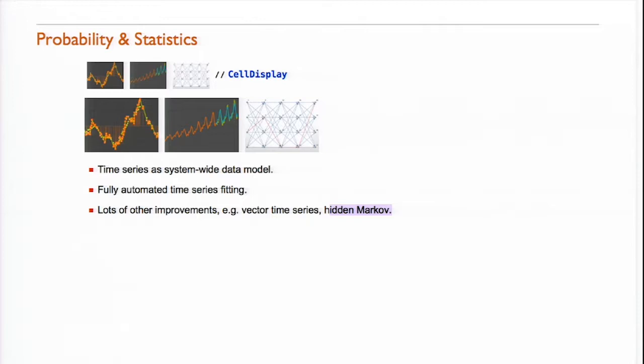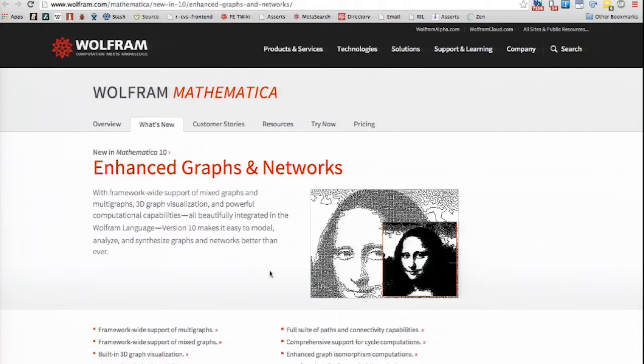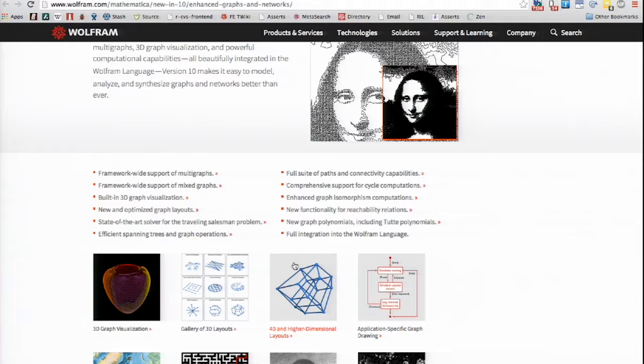Graphs and networks. So, as I said, you know, in the early introduction, it's really, really complete now. And the picture there is from doing traveling salesmen, which you know is a breakthrough, algorithmic breakthrough, that we can do really large problems. So that means that that's something that you can actually afford to use in a variety of contexts.